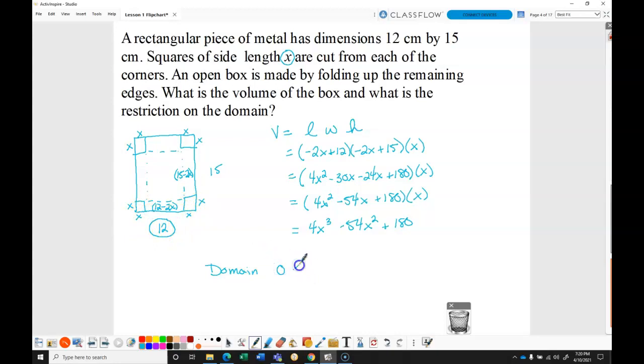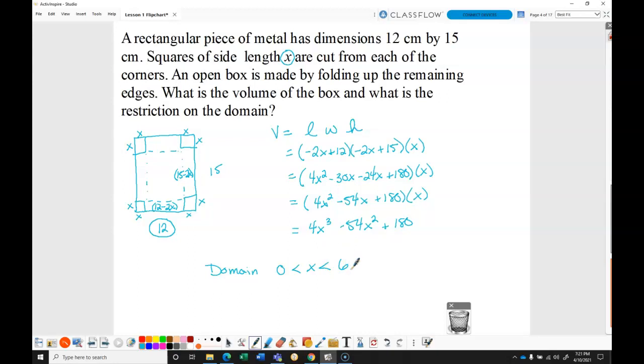So my domain is going to fall somewhere between 0, because we're talking about positive real numbers, or all real numbers basically, but because we're talking about this metal, it has to be greater than 0. And my x has to be less than half of that smallest dimension, which is 6. So that's going to be the domain of this.